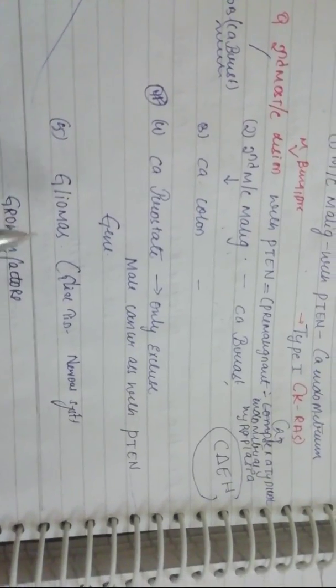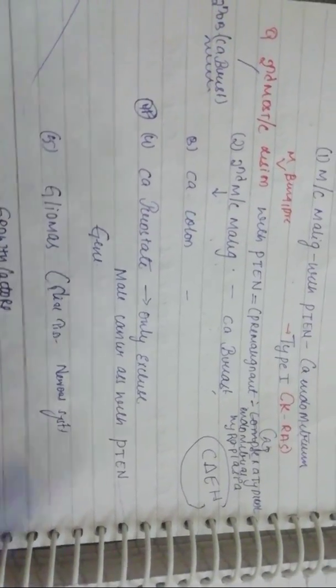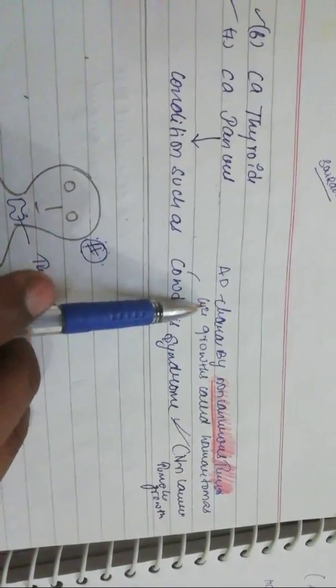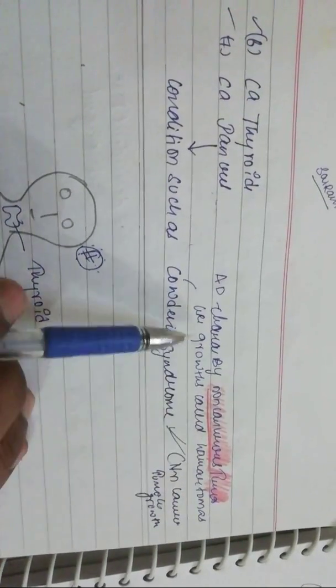And this can also cause gliomas here. Gliomas is nothing but the tumor of the nervous system of the glial cells. And any problem with the PTEN mutation can also lead to CA thyroid here, and can also cause CA pancreas, right? Then there is a condition known as Cowden's syndrome. So Cowden's syndrome is an autosomal dominant disease characterized by non-cancerous tissue growth like hamartomas. It's a non-cancerous tumor growth. So these are the things you have to understand in a rough figure.